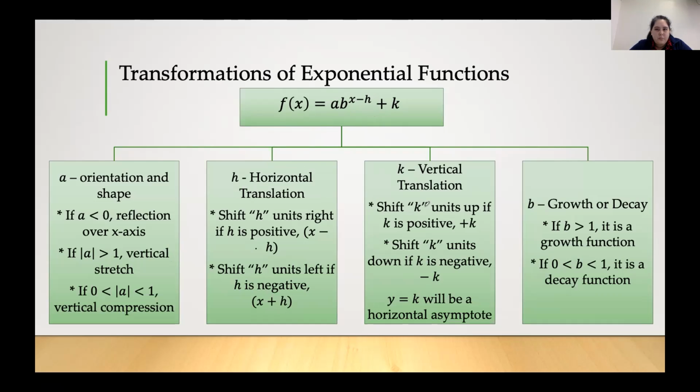And then b tells us if it's a growth or decay function based on if it's greater than 1 or between 0 and 1. If you have a negative a value, it flips upside down. And then if the absolute value of a is greater than 1, it is a stretch. If the absolute value of a is less than 1, it is a compression. Again, pause the video as needed so you can go ahead and write this down. And when you're ready to go ahead, unpause the video and you can take a look at the examples that we have.